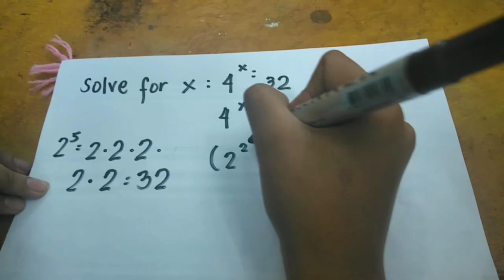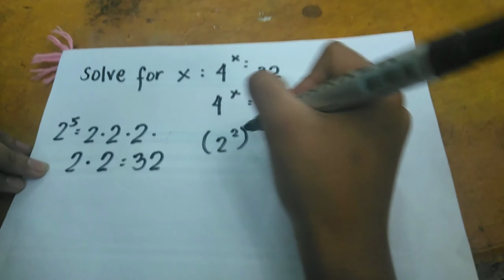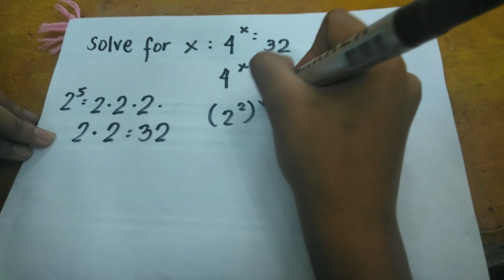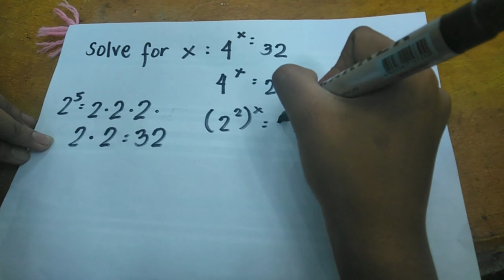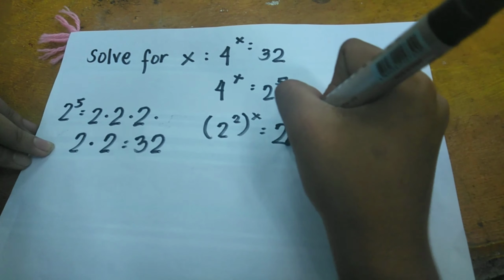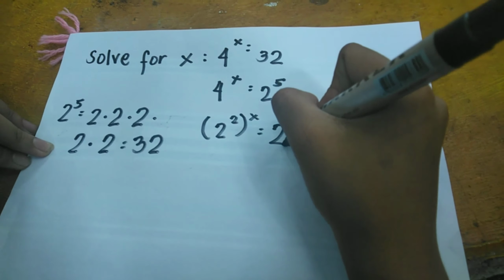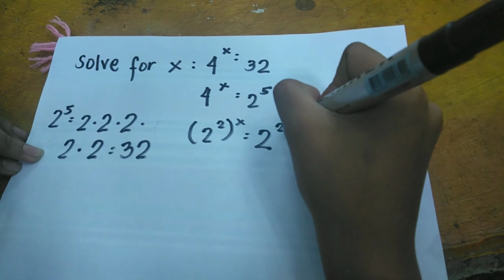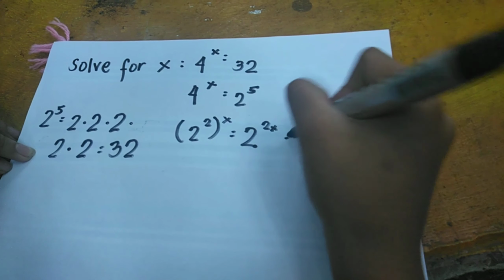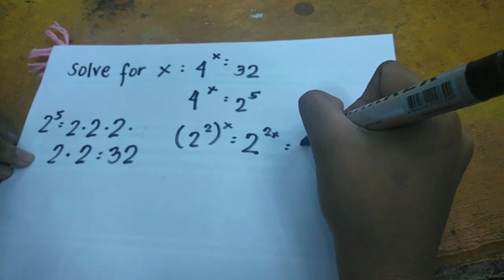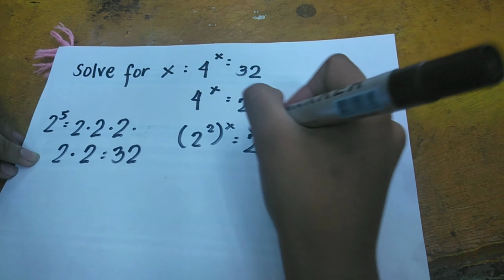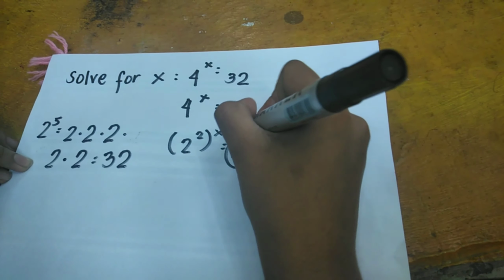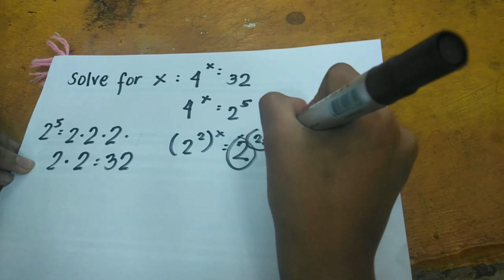But notice, they are not the same base, because the left side is 4 and the right side is 2. We can only apply the equal powers property if the bases are the same. But as you have observed, 4 can be converted to an exponent with base 2. So therefore, 4 is 2 raised to the second power, and then we raise that to the power of x. Because of the power rule for exponents, we need to multiply the 2 by the x.